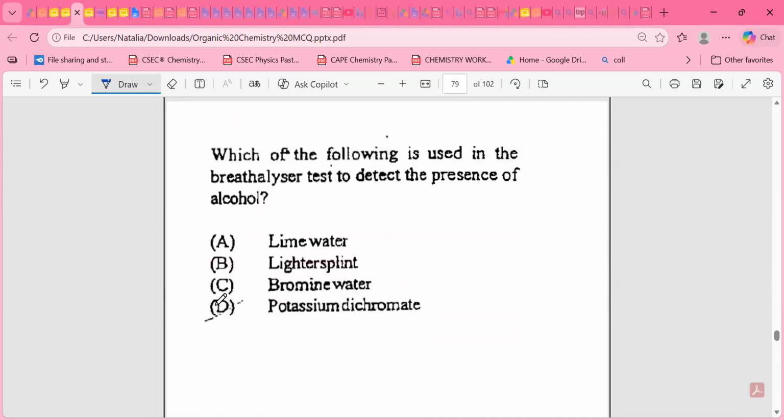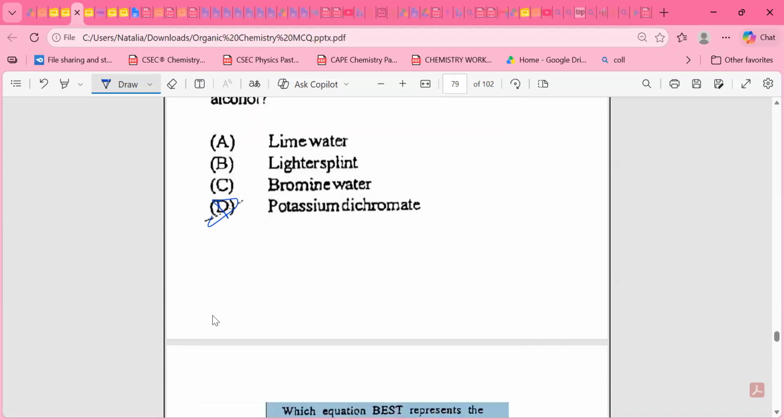Which of the following is used in a breathalyzer test to detect the presence of alcohol? Would it be dichromate? That's the only thing there that will react with an alcohol. That reaction is called oxidation.